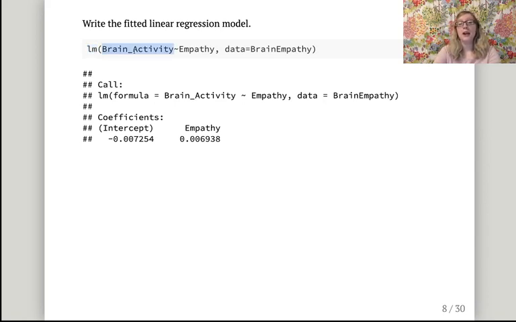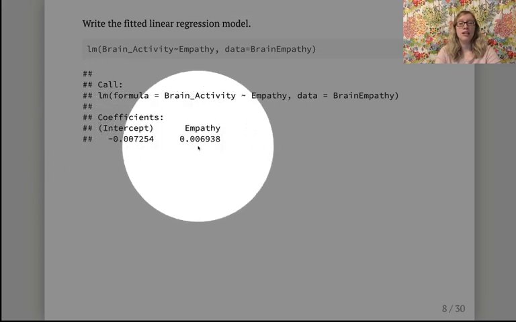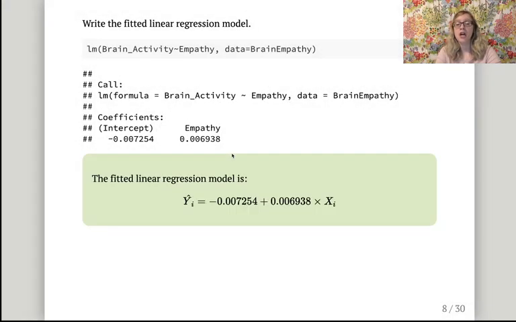So we'll see how brain activity depends on empathy level. This tilde you can read as "depends," essentially. Our data set is the brain empathy data set. We get two values out: an estimate for the intercept and an estimate for the slope. So our fitted regression model looks like this.